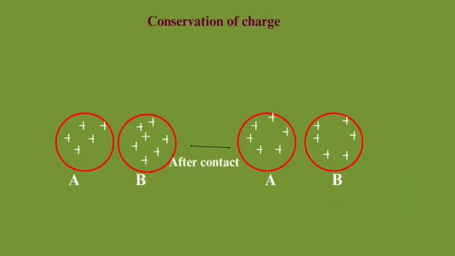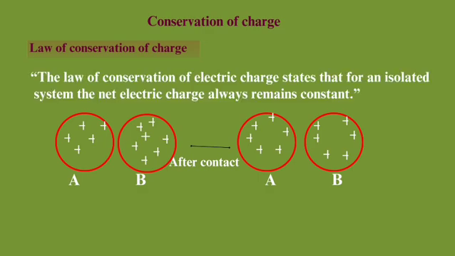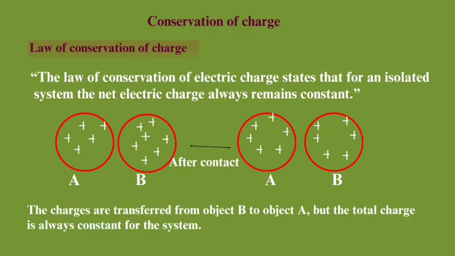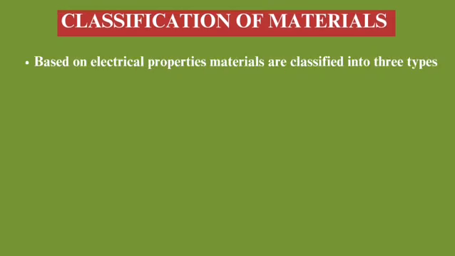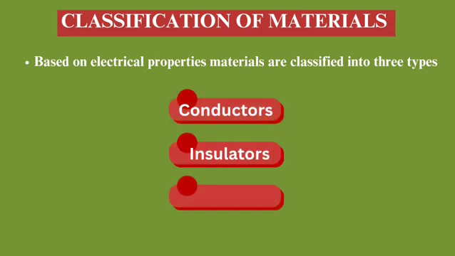Conservation of charge. Law of conservation of charge. The law of conservation of electric charge states that for an isolated system the net electric charge always remains constant. The charges are transferred from object B to object A, but the total charge is always constant for the system. Classification of materials. Based on electrical properties, materials are classified into three types: conductors, insulators, semiconductors.